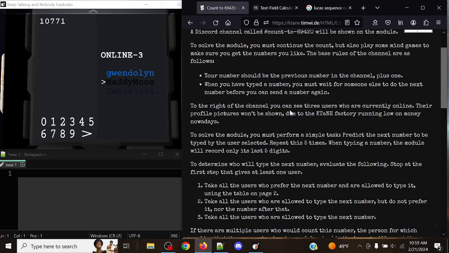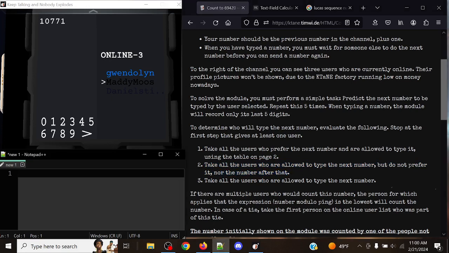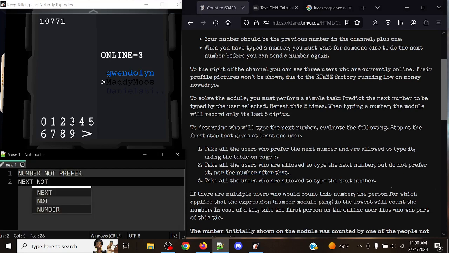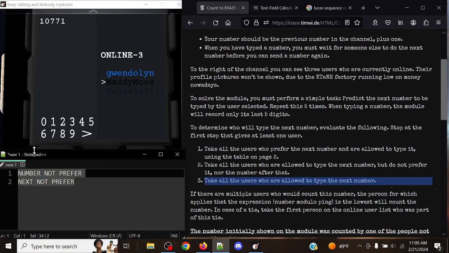So we'll be looking at preferences first, people who actually do prefer the next number. And then we'll take all users who are allowed to type the number. So in this case, the person who didn't type the previous number, but does not prefer the number, nor the number after that. So in this case, we're looking for first number, not prefer, and next number, not prefer, effectively. So that's what we're looking at for the next rule. And finally, we're just going to take all users who can type the number. So in this case, between the two people who can't type it. So that's effectively how that works.